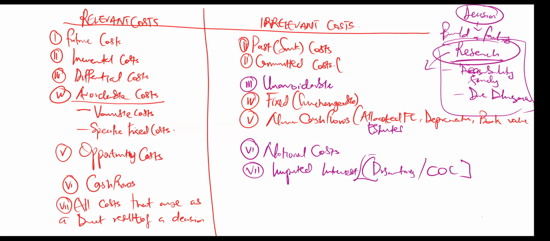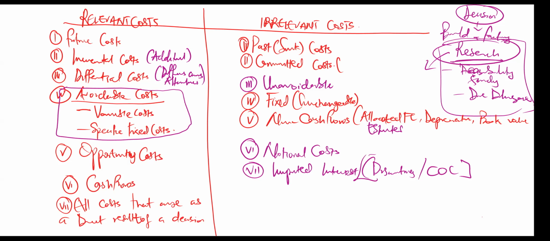Now, let's first take the relevant costs one by one, okay? So first of all, we said that future costs are relevant, incremental costs, which are additional costs, right? And also differential costs, which differ among alternatives. So Kofi staying home, Kofi going to work, you saw there was differentiation in the two costs. Then we have avoidable costs, right? Now, avoidable costs are costs that can be avoided when a decision is avoided. Do you understand what I mean?